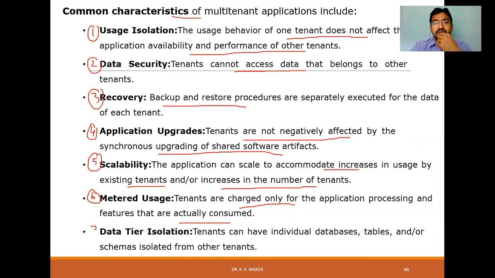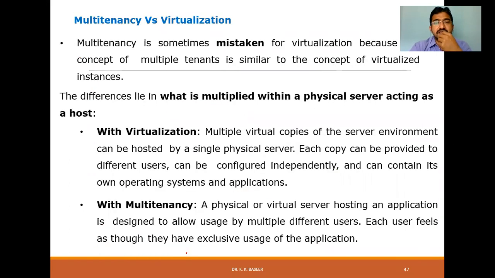The last one, the seventh one, is data tier isolation. Data tier isolation is one of the layers. As I said, it is like multiple databases accessing a single application. Each tenant has its own individual database, its own tables, and its own schemas, separate from other tenants. Because of that, multi-tenant technology can provide one of the best characteristics, data tier isolation. So these are the seven characteristics: usage isolation, data security, recovery, application upgrades, scalability, metered usage, and data tier isolation.